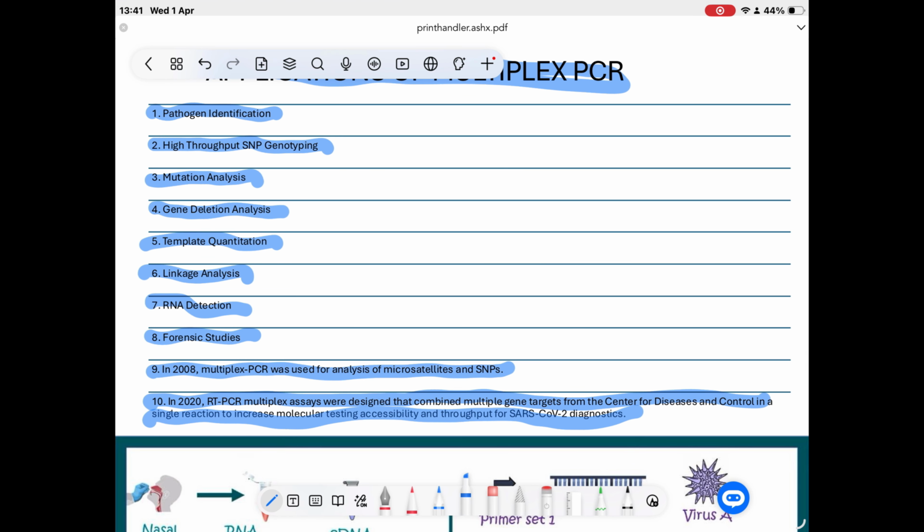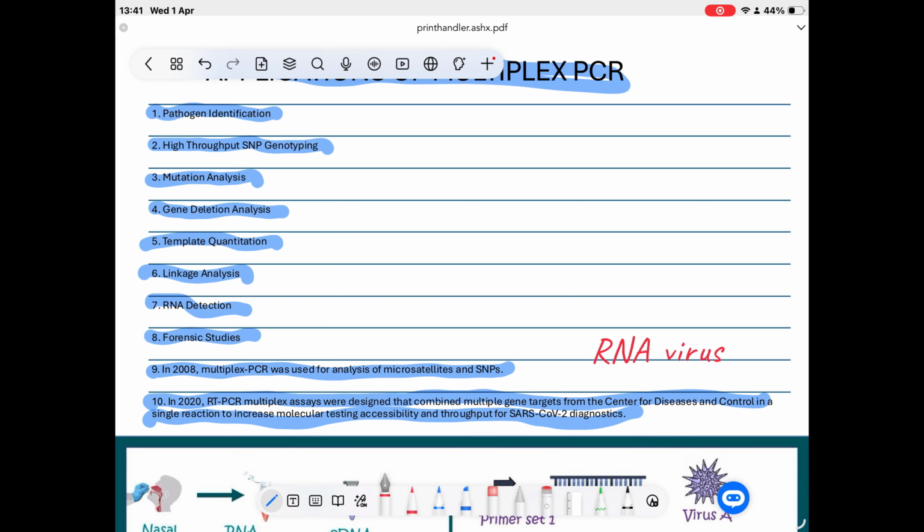Let's examine that 2020 application. The global response relied entirely on multiplexing, but the text specifies they combine multiple gene targets of the same virus. Why multiplex different parts of the same genome? It was a masterclass in evolutionary surveillance. RNA viruses mutate at a staggering velocity. If you design a singleplex assay targeting the spike protein gene and the virus undergoes a deletion mutation in that exact sequence, your primers will no longer bind. And the assay goes blind. The virus is still there, still replicating, but it produces a false negative.